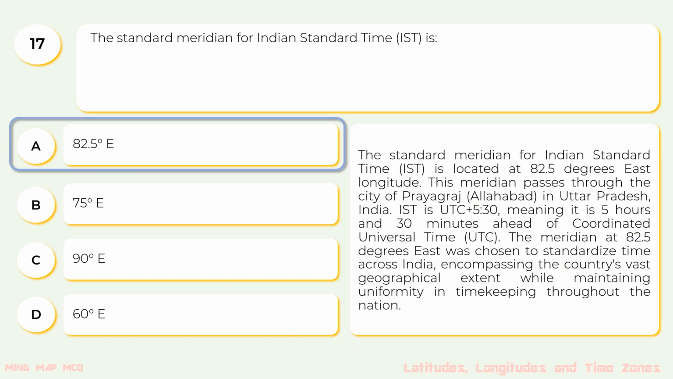The standard meridian for Indian Standard Time, IST, is located at 82.5 degrees east longitude. This meridian passes through the city of Prayagraj, Allahabad in Uttar Pradesh, India. IST is UTC plus 5 hours 30 minutes, meaning it is 5 hours and 30 minutes ahead of Coordinated Universal Time or UTC. The meridian at 82.5 degree east was chosen to standardize time across India, encompassing the country's vast geographical extent while maintaining uniformity in timekeeping throughout the nation.